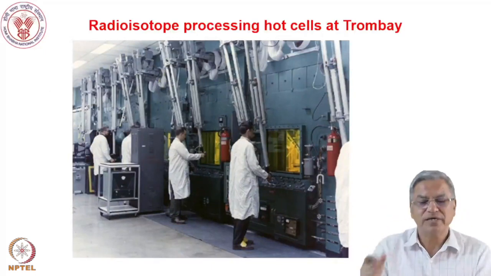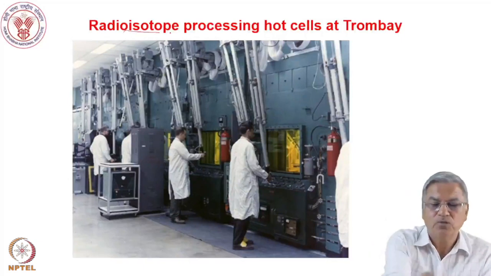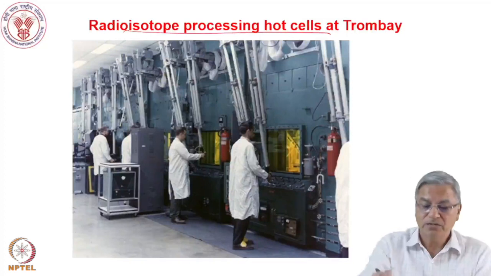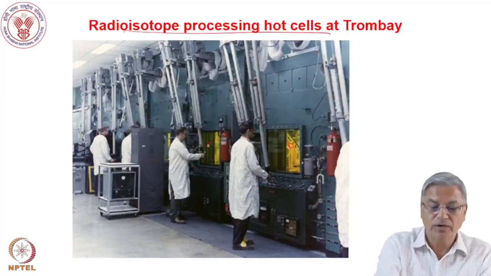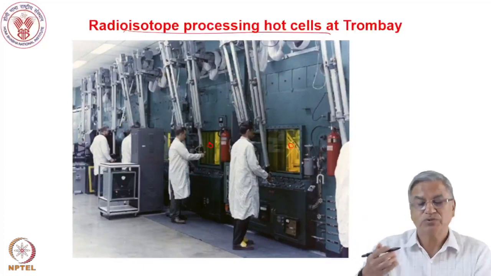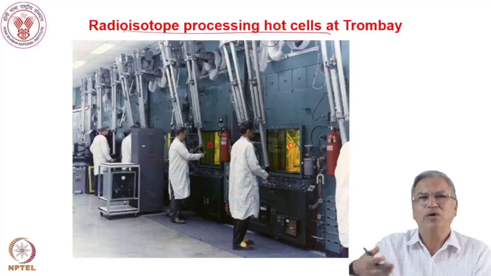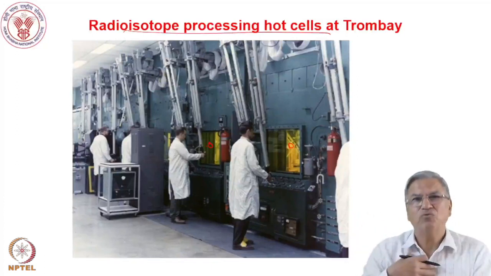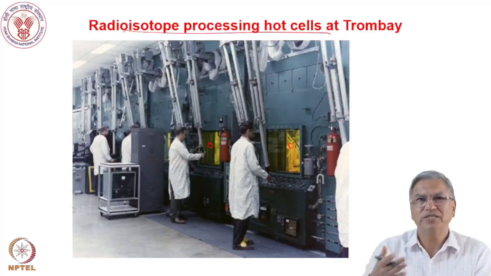After the irradiation in the reactor, you bring them to the hot cells. In these you can see the yellow color in the windows. These are lead glasses, because inside the hot cells, radioisotopes of very large activity, a few curies or hundreds of curies, are being handled, and the persons handling them should not get the radiation dose.